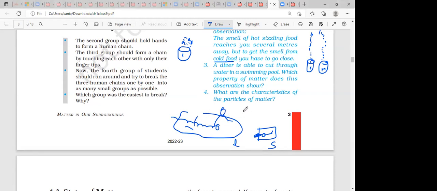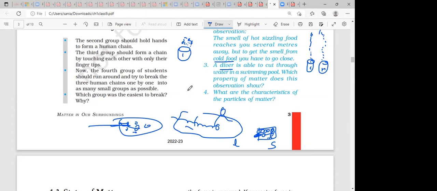Why? Because the particles of water are loosely packed, right? They have space between them. So for example, this is water and these are the particles of water. Wherever he gets the space, he will cut through it and go. But in the solid state, particles are closely packed, right? So he won't be getting any space. But in liquid, you can see that particles have good intermolecular space, right? So because of that intermolecular space, the diver who is going to dive is going to cut the water and swim over there. Clear?